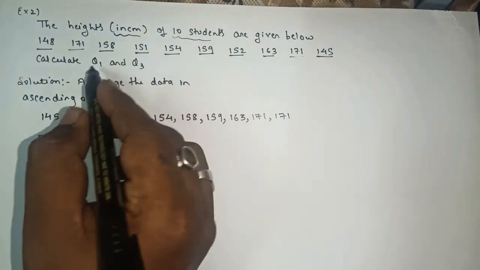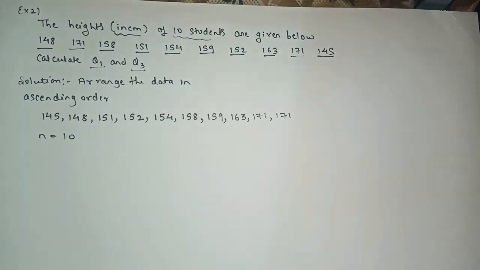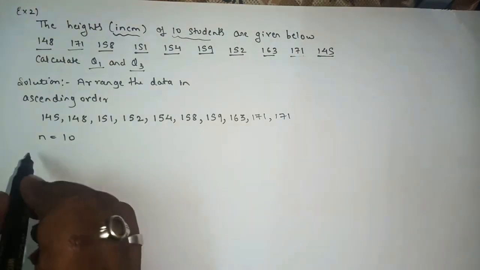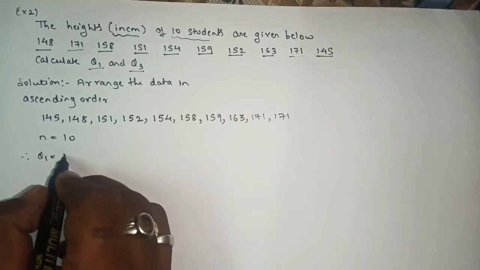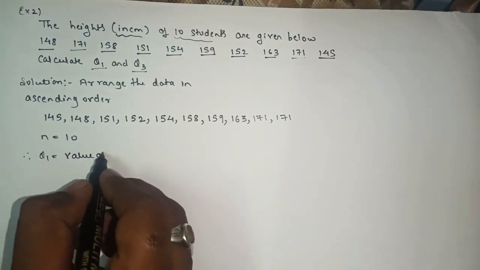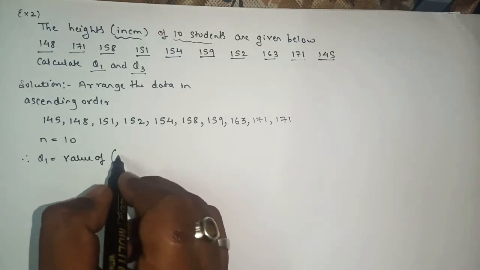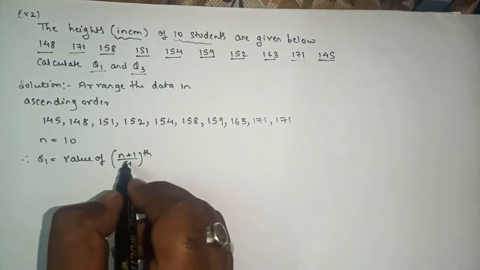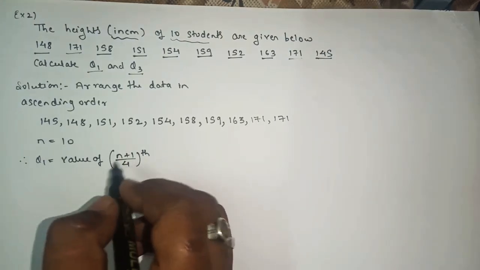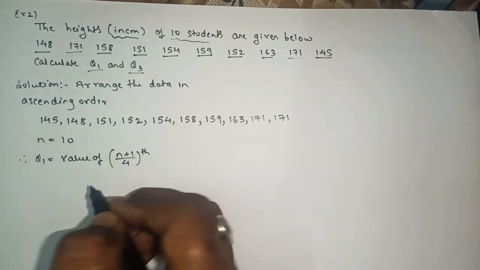As in this question we have to find only Q1 and Q3, so we'll apply the formula for Q1. What is the formula? It is the value of (n plus 1) upon 4, divided by 4 means that part will get converted into quartiles. Yes or no?